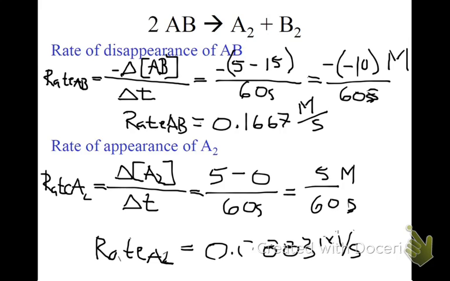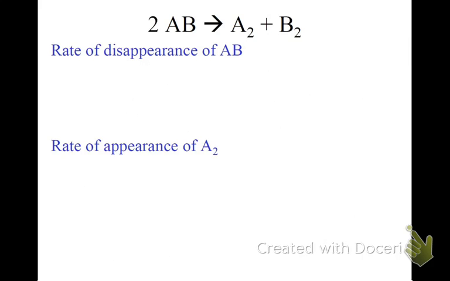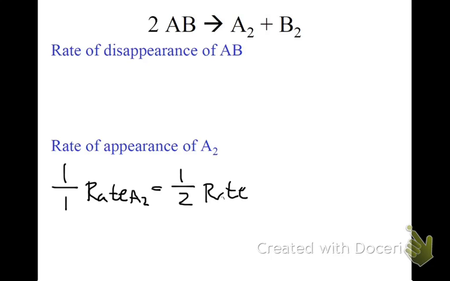All right, so we can see that there are 2 different rates here. The rate at which AB disappears is not the same as the rate at which A2 appears because of that balancing ratio. But we can actually use that balancing ratio to figure it out a different way. So remembering that the rate of A2, with the reciprocal of its balancing coefficient, would be equal to 1 over 2 of the rate of AB.